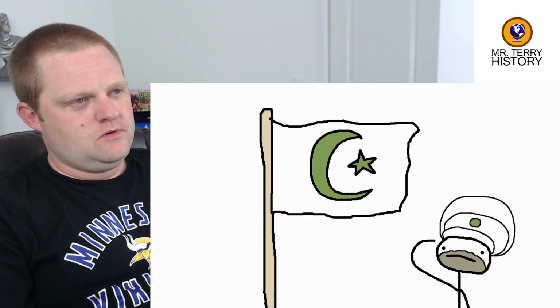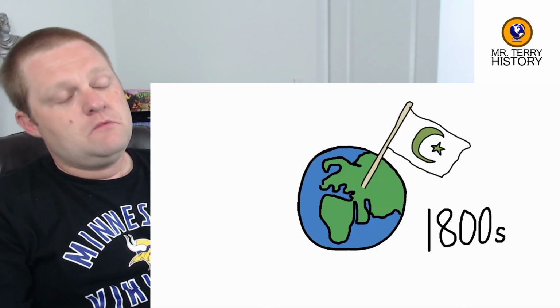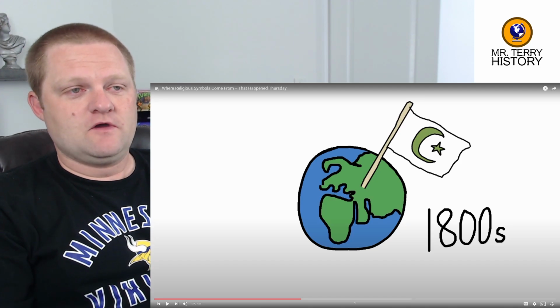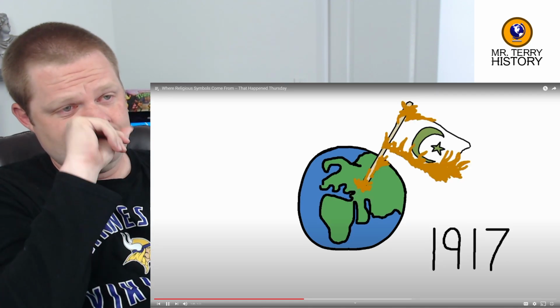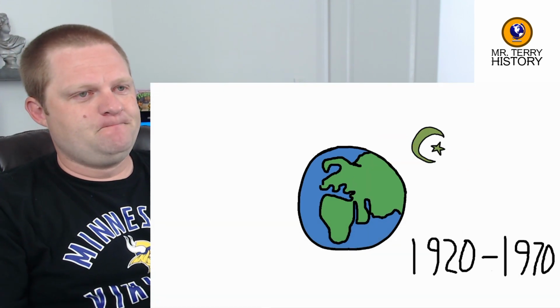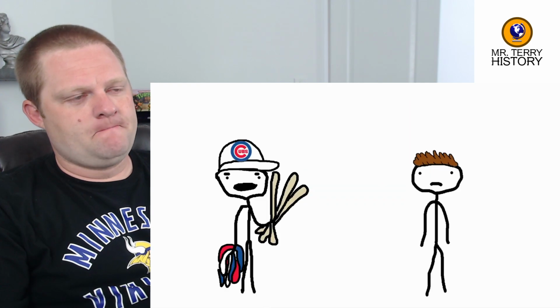So the star and crescent actually used to represent the Ottoman Empire, which ruled over most of the Islamic world during the 1800s. I don't know if it originated there, though, but it was a big part. Theirs was red, though. However, the empire dissolved after World War I, and its symbol was later adopted to represent Islam as a whole around the 1970s.